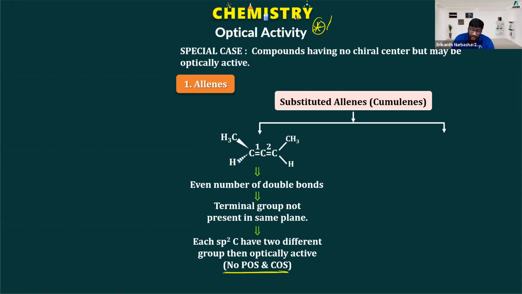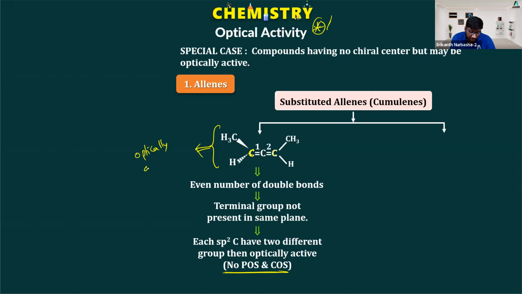So is this compound given to you optically active? How many double bonds are there? 1, 2: two double bonds, an even number of double bonds. Whenever you have an even number of double bonds, only then will the valencies of the terminal carbons be perpendicular. That means this carbon has CH3 and H on the plane, and the other terminal carbon has CH3 and H, one above the plane and the other below the plane. So an even number of double bonds are there and no carbon has two same groups, so it is optically active.